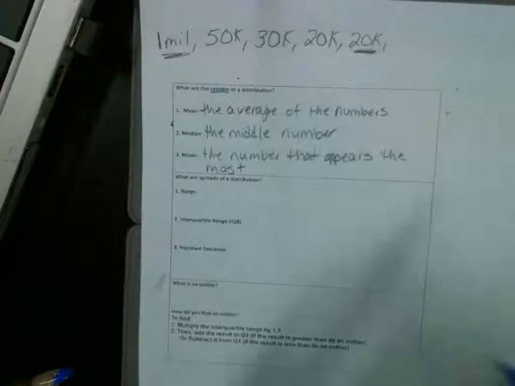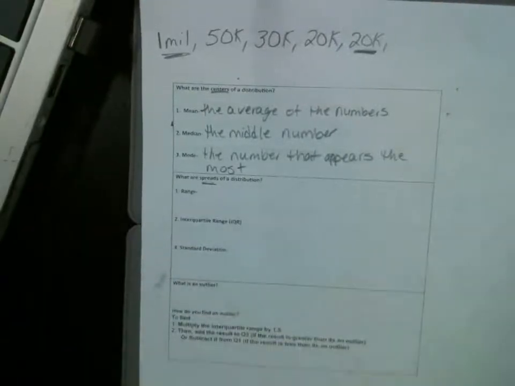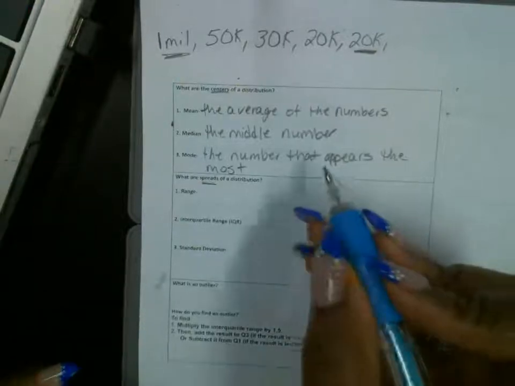All right, let's do this. Spreads. Okay, let's do the different spreads. And of course, when you think of a spread, it's how wide the numbers are. All these numbers are going to describe the length part of a distribution. Okay, so let's look at this.